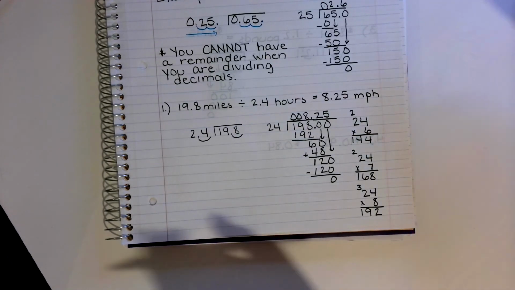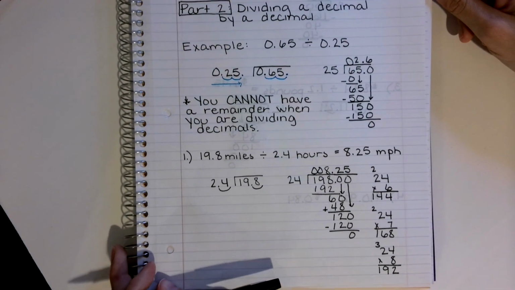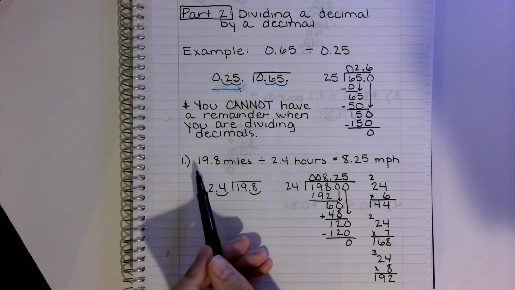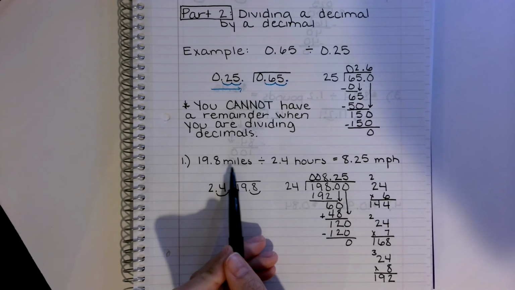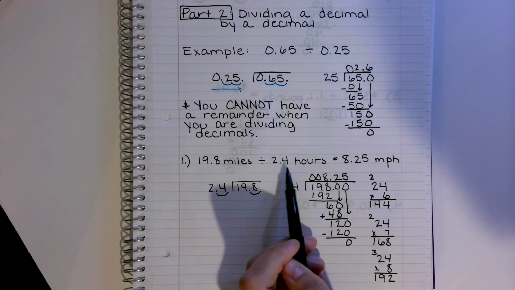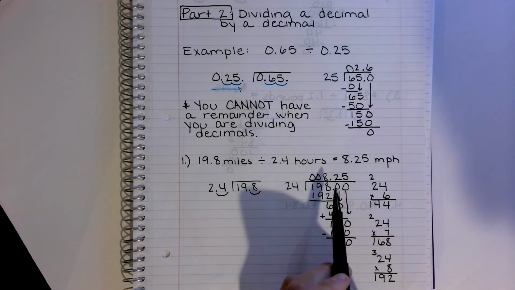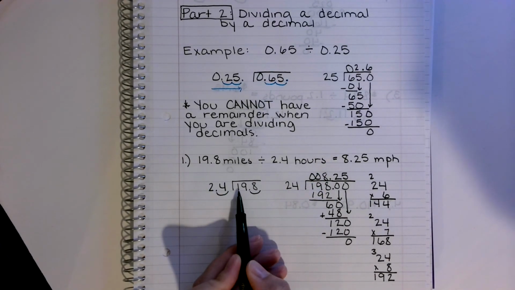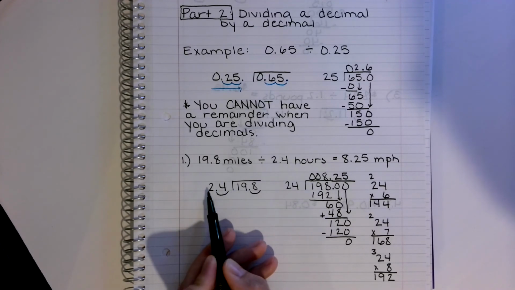Good morning, you guys. We're going to go over our dividing a decimal by decimal work that you did yesterday. So the first one was about a race. He ran 19 and 8/10 miles in 2 and 4/10 hours. They wanted to know what his average speed was. So you were dividing the miles by the time.